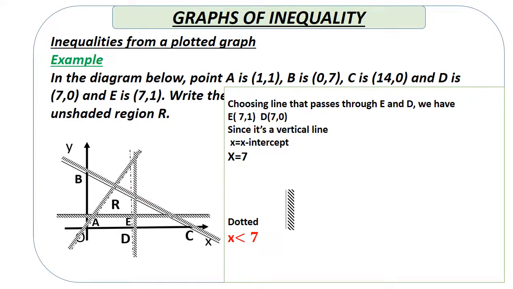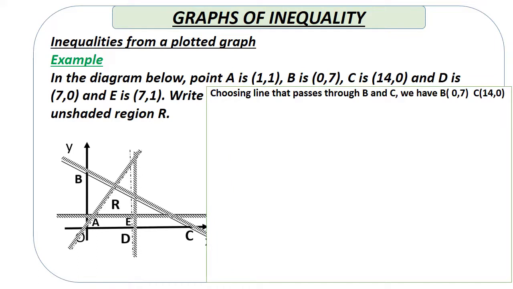So go to the line that passes through B and C. B and C, we're talking about from here to here. So we're talking about this line here. The first thing is to identify the two points on the line, and the points are 0, 7 and 14, 0. Again, we recall the equation of a straight line, y is equal to mx plus c. We find m, and we're going to have -1/2.